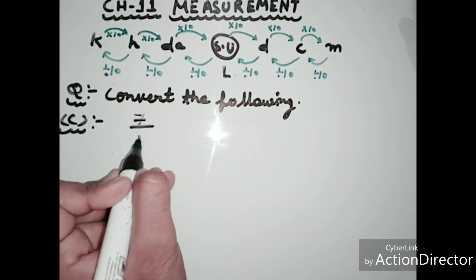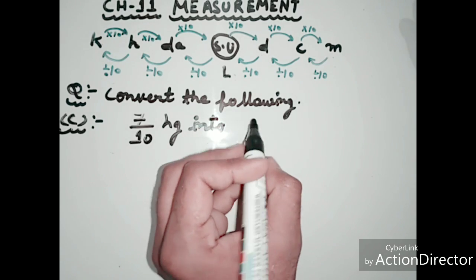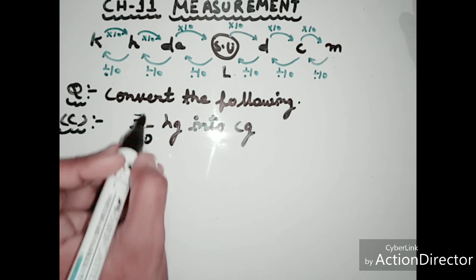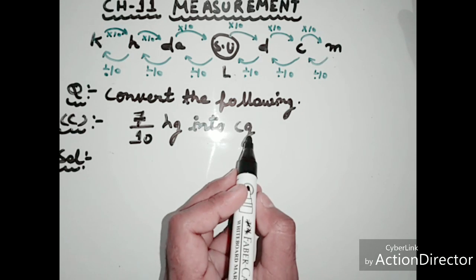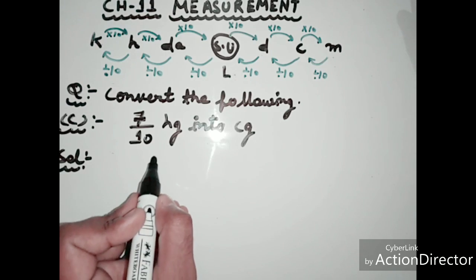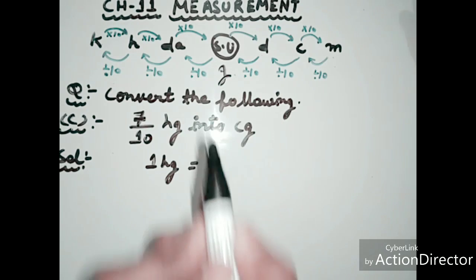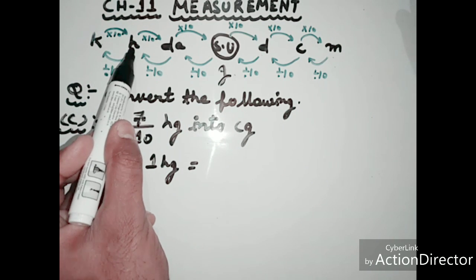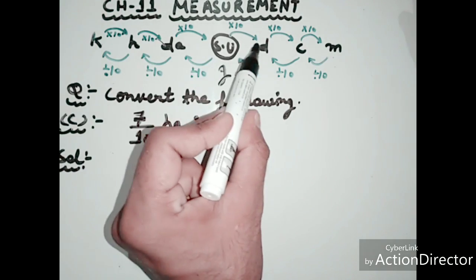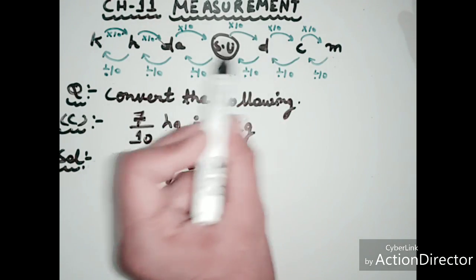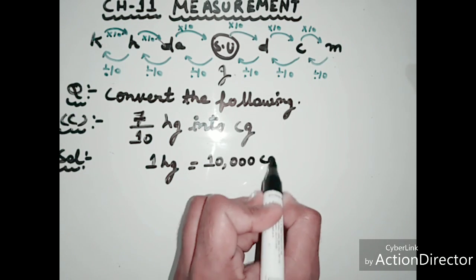Here we convert 7/10 hectogram into centigram. So here first we check how many centigram in 1 hectogram. So 1 hectogram equal to, here we take standard unit gram. Hectogram is here and here we move 1, 2, 3, 4 places to right hand side. 4 places mean 10,000 centigram.